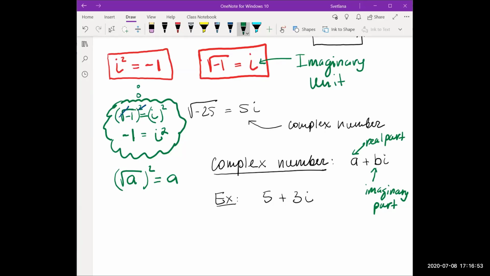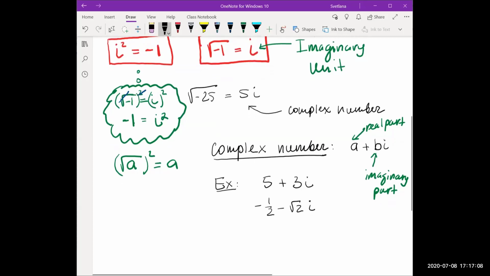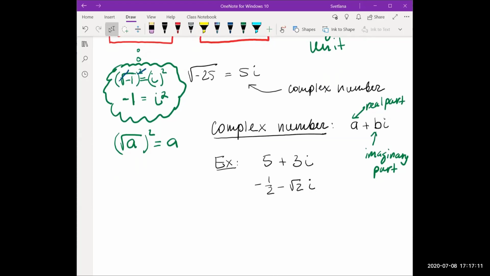Here's another example of a complex number: negative 1/2 minus square root of 2i. It's also a complex number. Again, the whole expression has two parts, the real part and the imaginary part. This one real, this one imaginary.